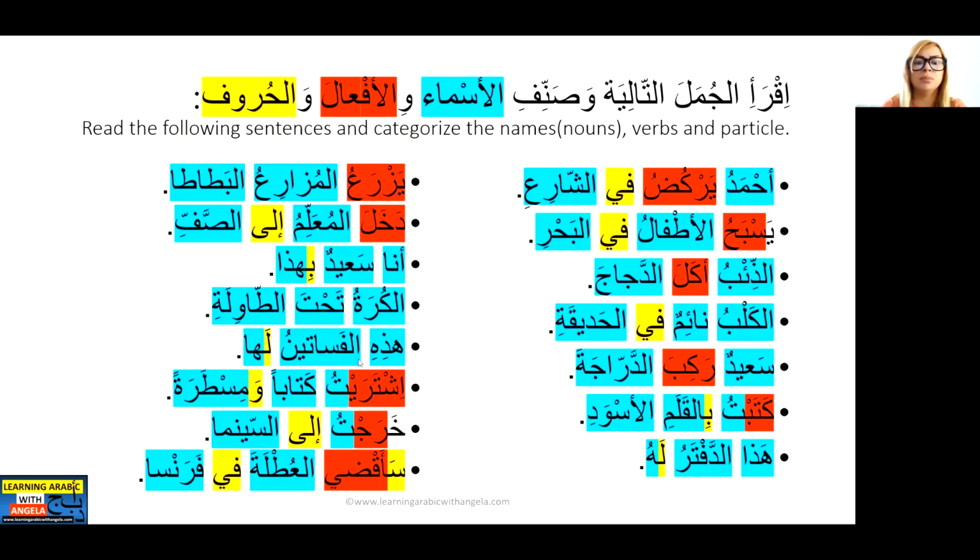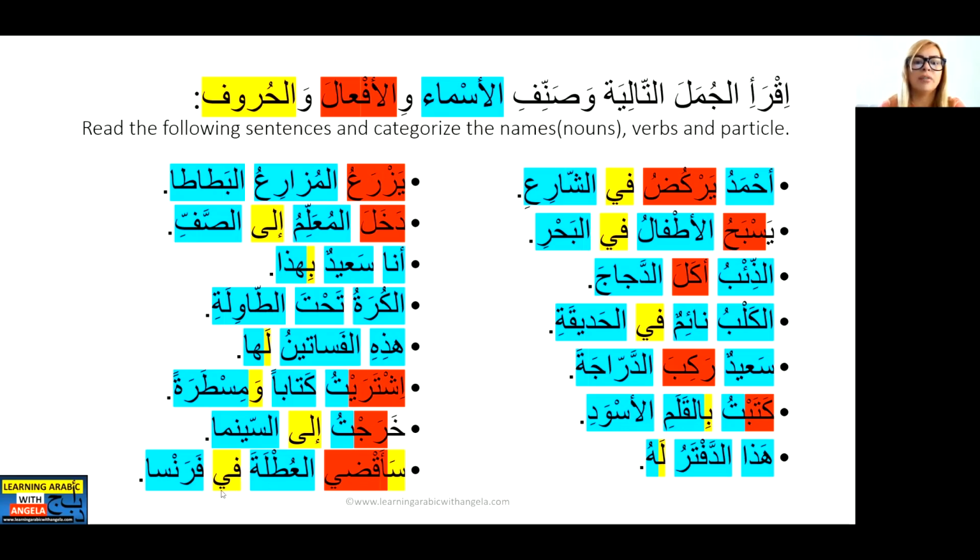اشتريت. So اشتريت, this part is the verb over here. I bought. And this is the I, the pronoun suffix, the attached subject pronoun. كتابا, tanween. wa, that's a conjunction, حرف. ومسطرة, and a ruler. We can tell from the tanween, and it came also after حرف. خرجت إلى السينما. I went out to the cinema. So the first part is the verb. Second part over here is the attached subject pronoun. إلى, حرف الجر. So the particle. السينما is the noun, alif lam.